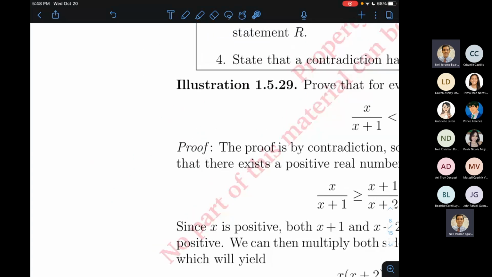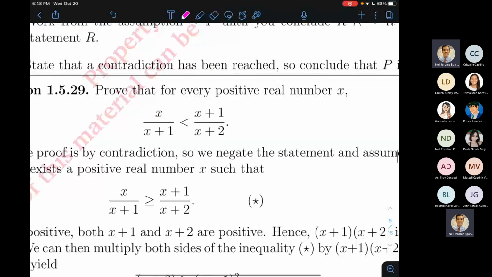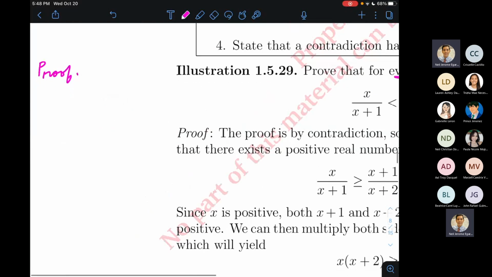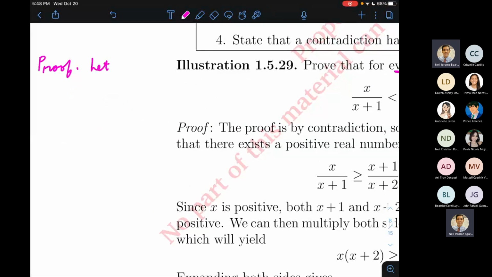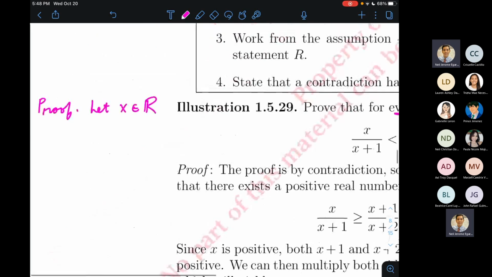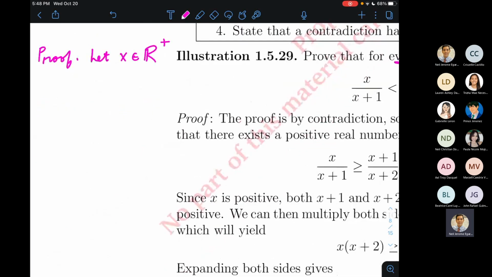So, and then we can write the proof this way. Nandito na yung proof sa work text, but I'll try to do it my way. Okay? Proof. And then since sabi dito, for every positive real number x, I will consider an arbitrary positive real number x. Remember, our symbol for positive real numbers is R plus, all right? So kuha ko ng arbitrary. And then I'll do it by contradiction.